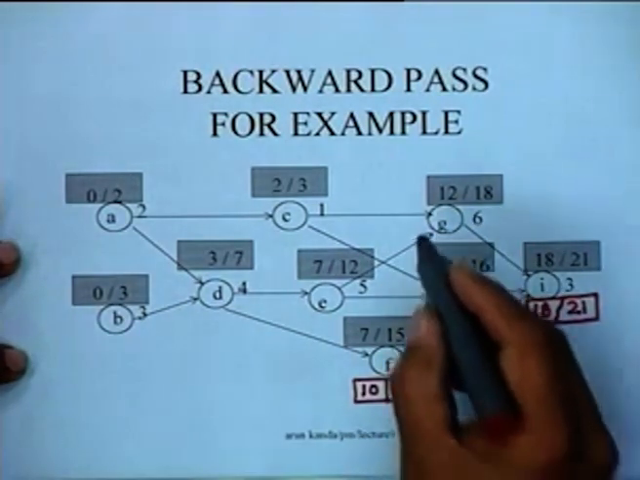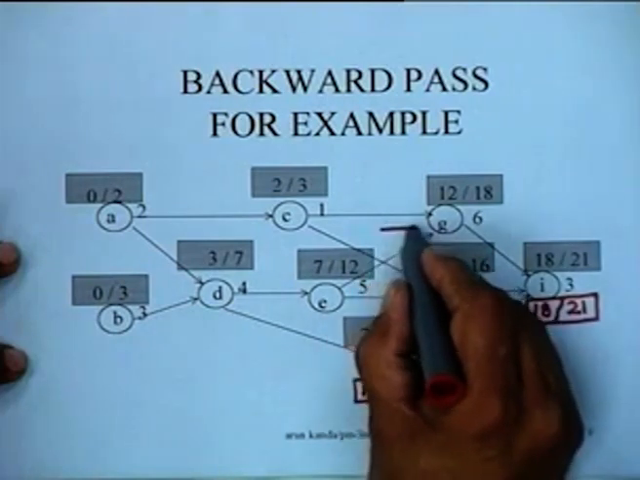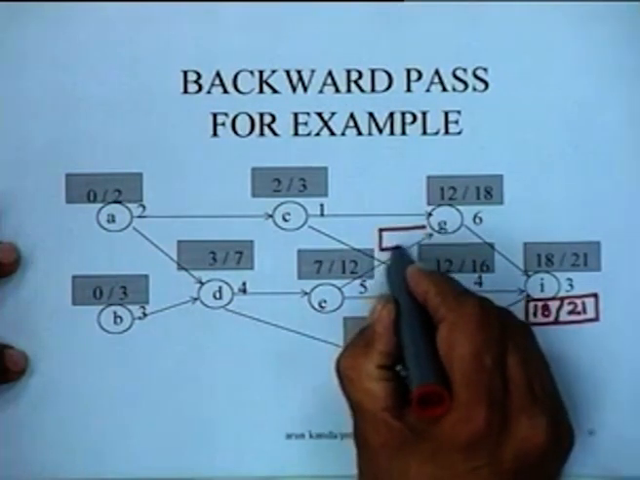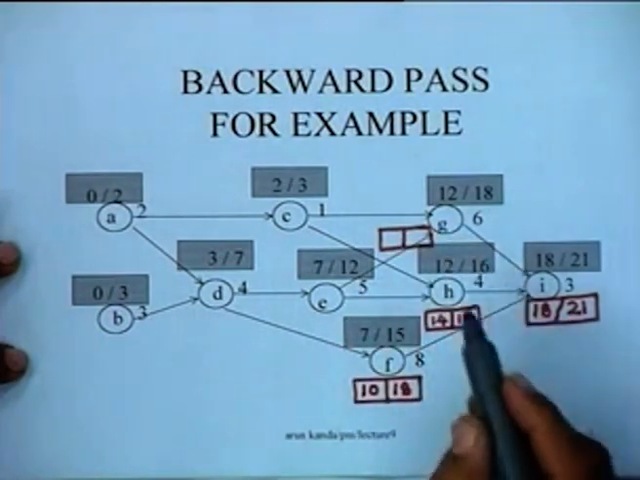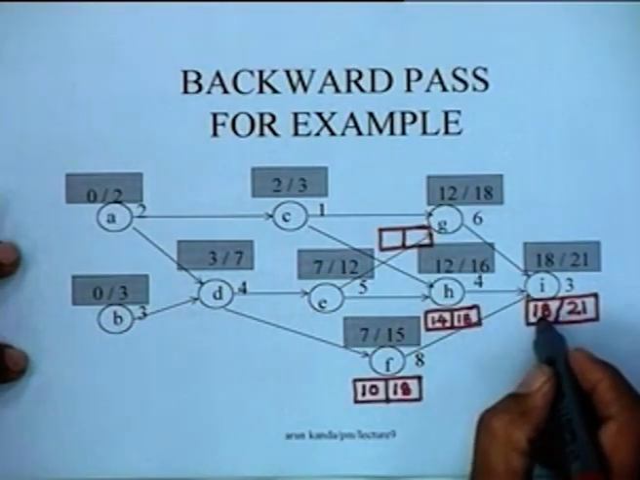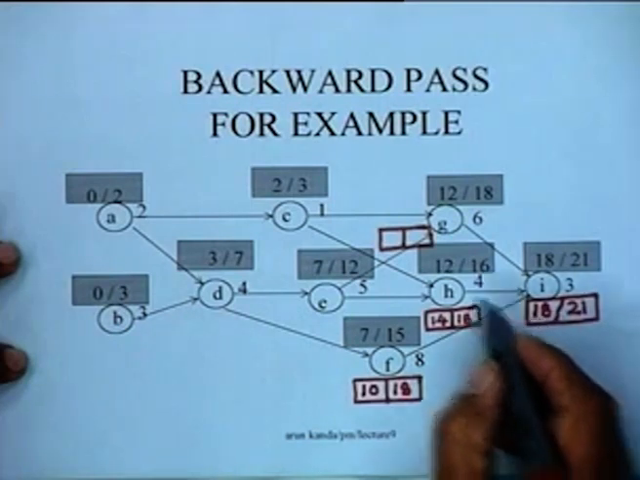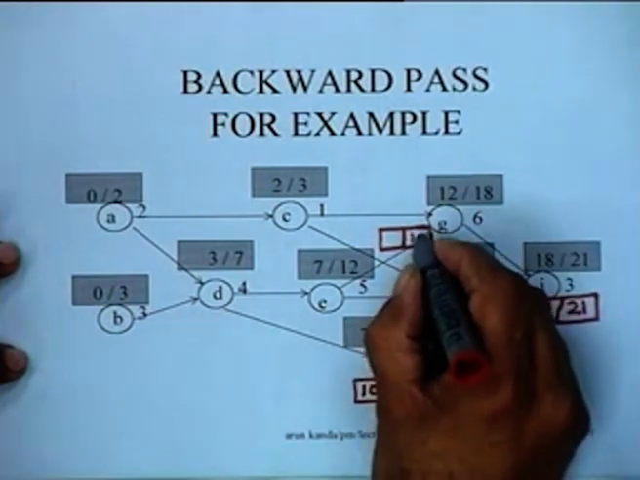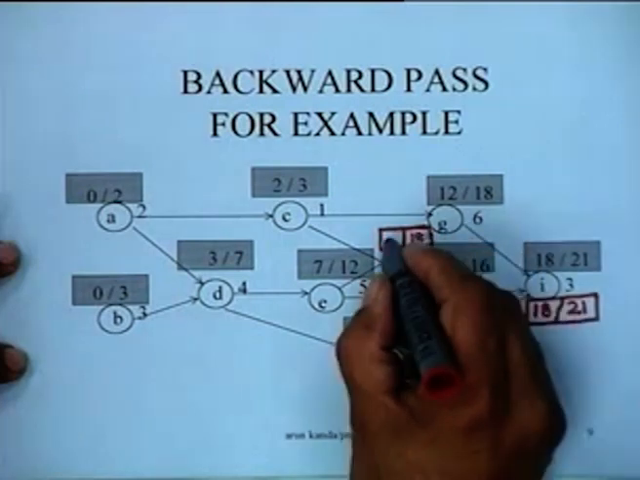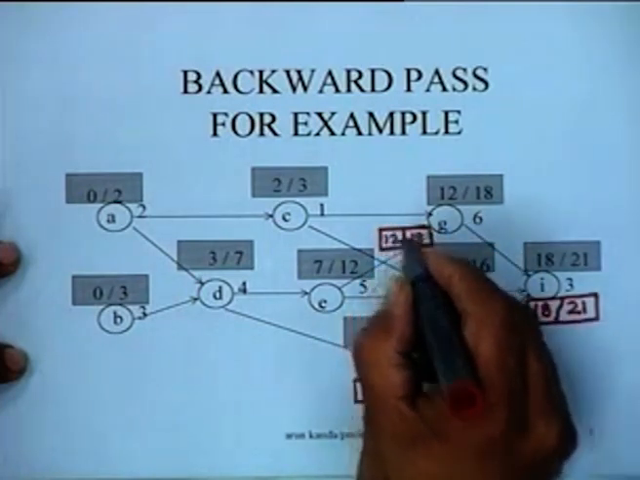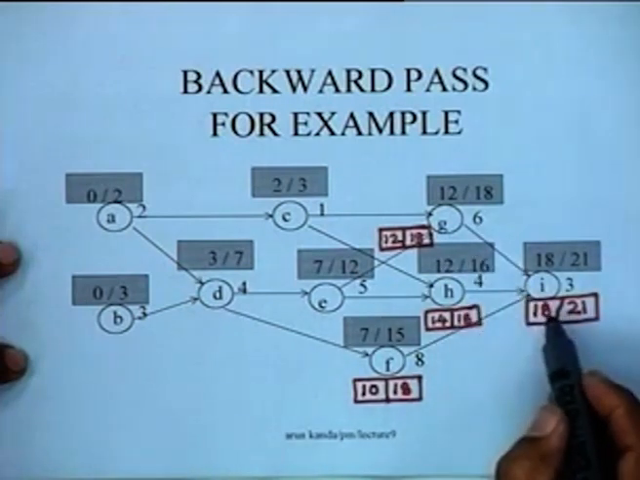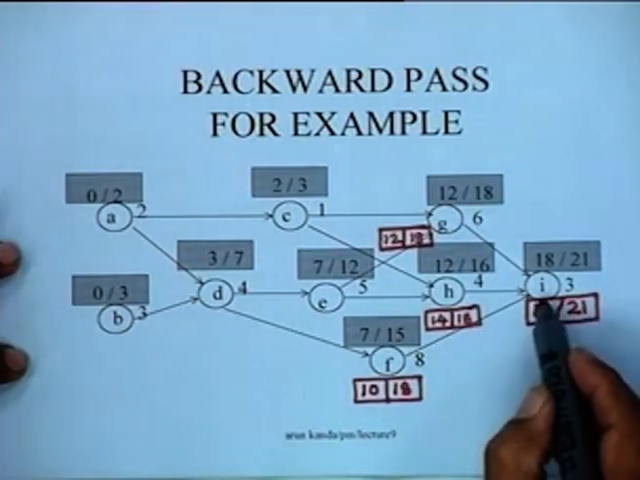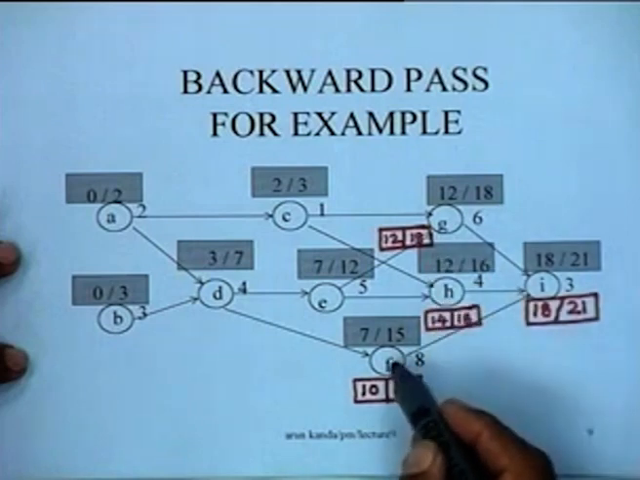Then you come to activity G. If you take activity G for instance, let us see what is the situation. This is 18, the latest finish for this activity must be 18, and 18 minus 6 will give me 12 here. Now I have determined the late start and finish for I, G, H and F.